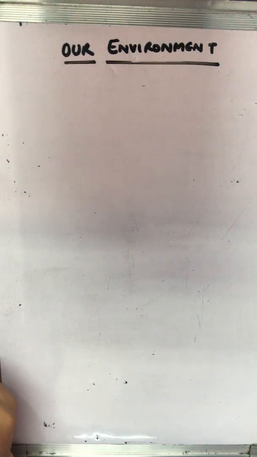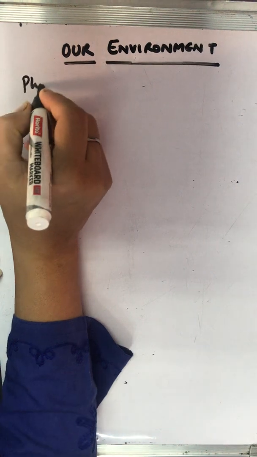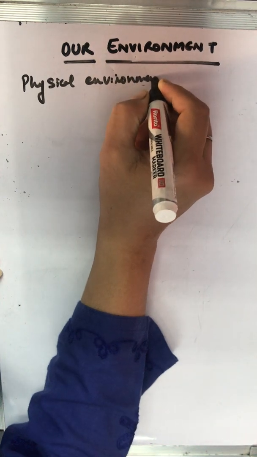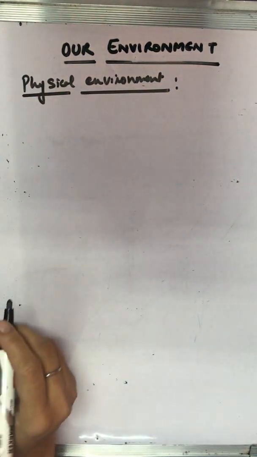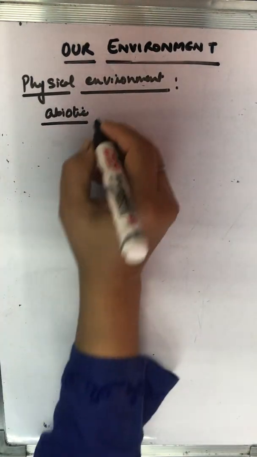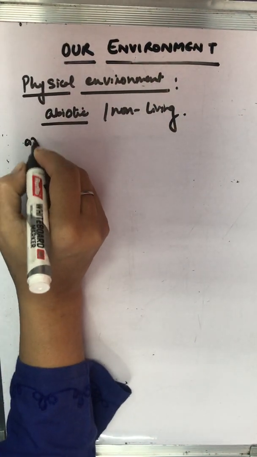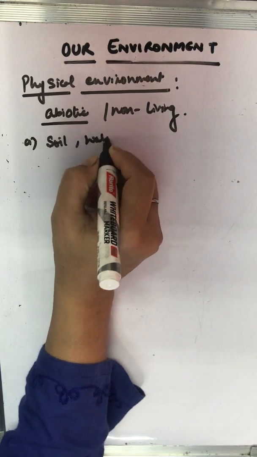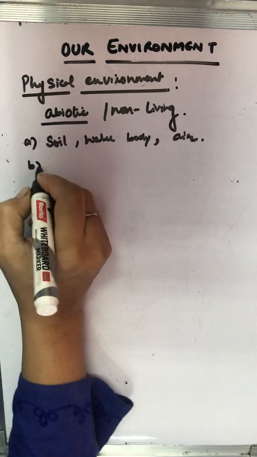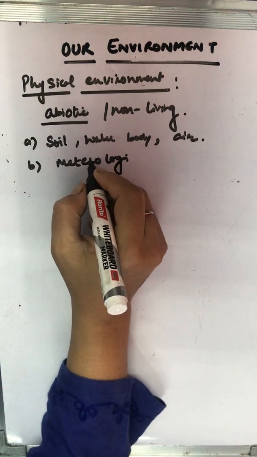Now, when we say physical environment, we are talking about abiotic factors or the abiotic environment or the non-living environment, right? So again, soil, water body, air, and number two, meteorological factors.